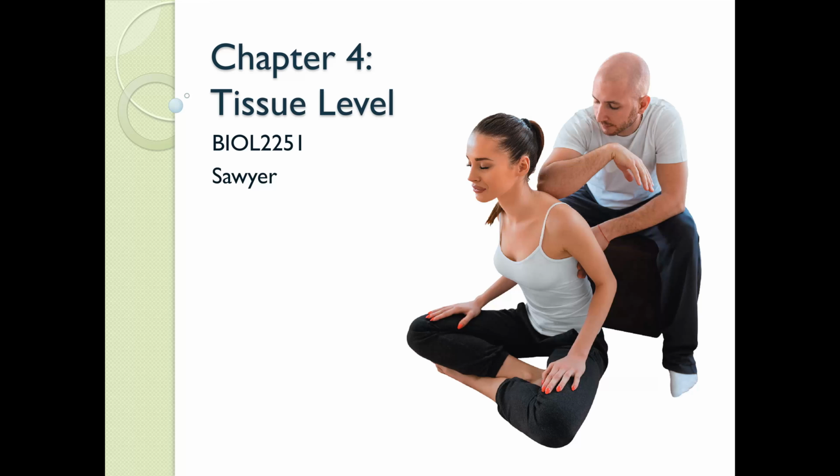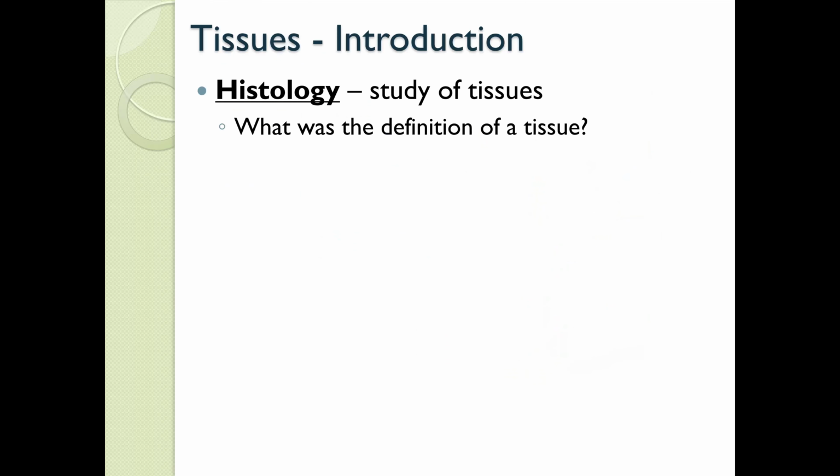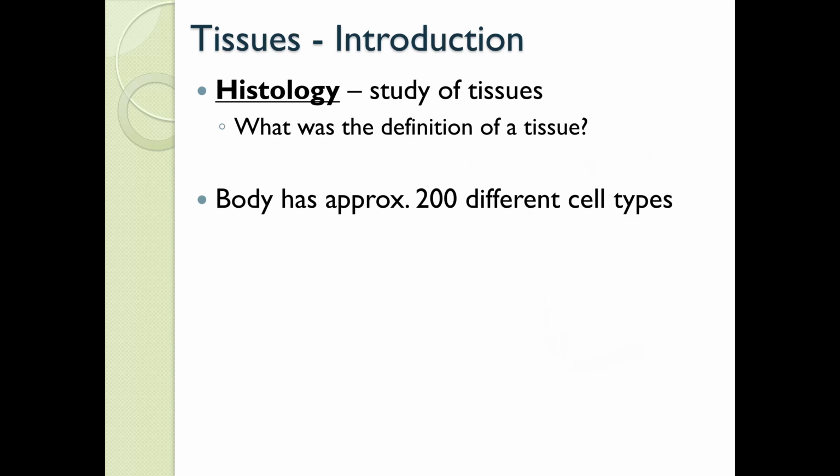This is the instructor video for Chapter 4, where we're going to look at tissues. So we're going to start with an introduction to tissues. If you remember from previous chapters, histology is another branch of microscopic anatomy, and it involves the study of tissues. Can you remember what the definition of a tissue was? Remember that it is a group of cells that work together to perform one or more functions.